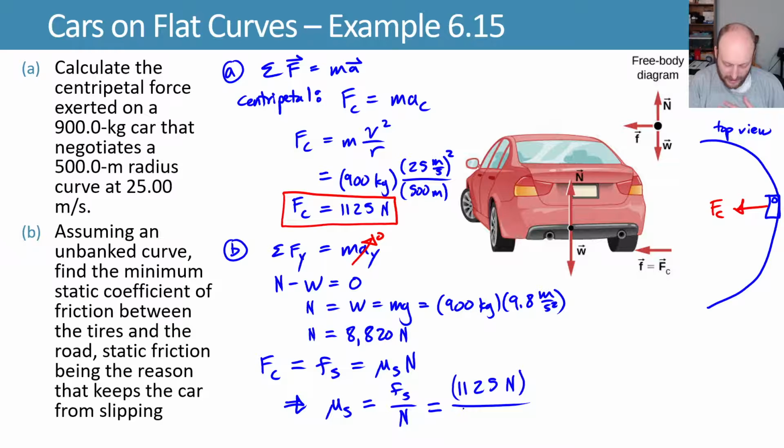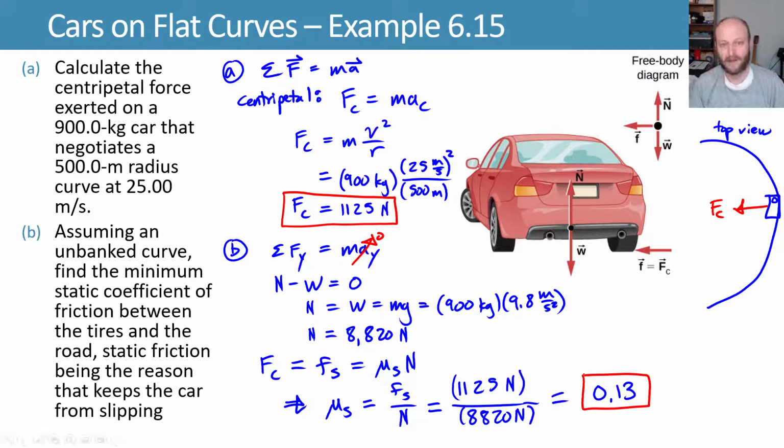And the normal force is 8,820 newtons based on the weight of the car. When you divide those, you get a minimum coefficient of static friction between the tires and the pavement of 0.13. So you need at least that much for this to work.